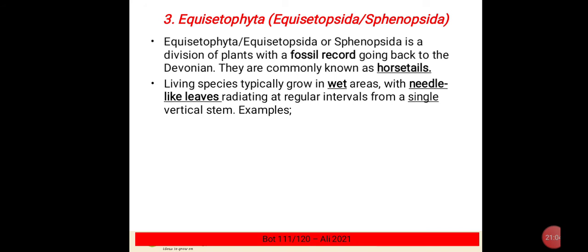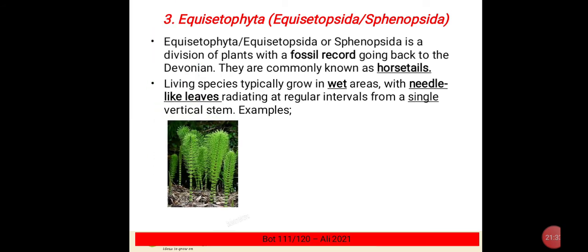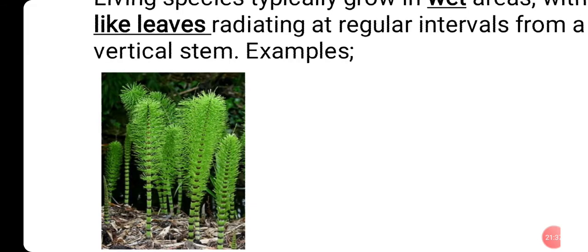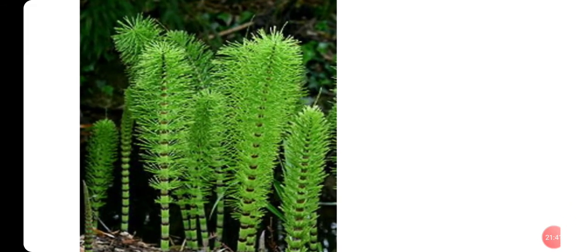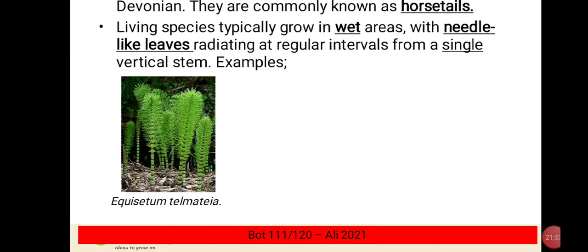Therefore, these species grow in wet areas with water. This means that they only survive in wet areas. They cannot survive in arid or semi-arid areas. They have needle-like leaves radiating at regular intervals from a single vertical stem. These leaves arise from a single stem, not branched stems. Examples are here. You can see only one stem growing from the soil, and the needle-like leaves arise from the sides of the stem. Vertical meaning the stem moves upwards, with no branches, only leaves arising around the stem.